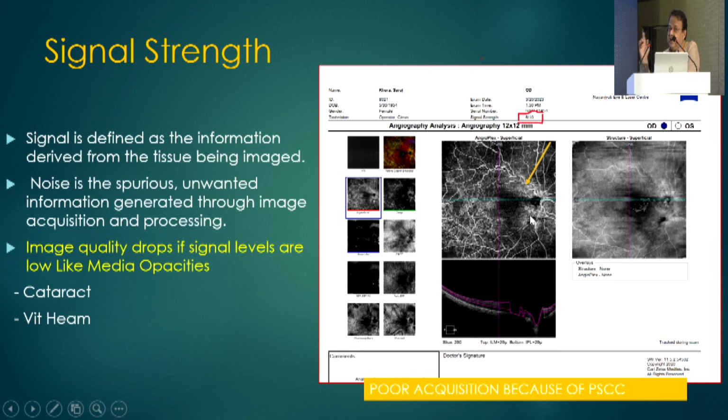This patient had a posterior subcapsular cataract, and because of this subcapsular cataract, the acquisition is not good. So this is very important to prevent any kind of misdiagnosis, because if you see this picture, you will say there is an enlargement of FAZ, but actually these are artifacts because of the posterior subcapsular cataract.